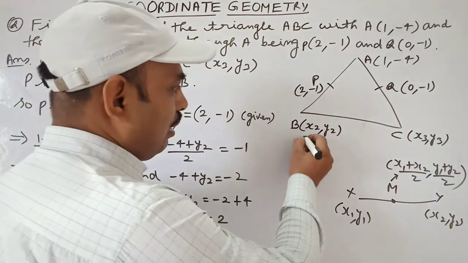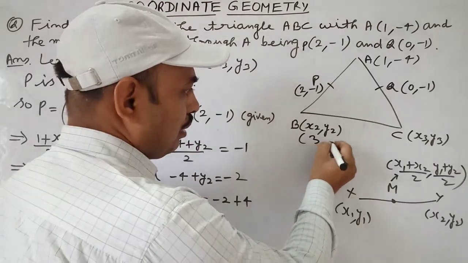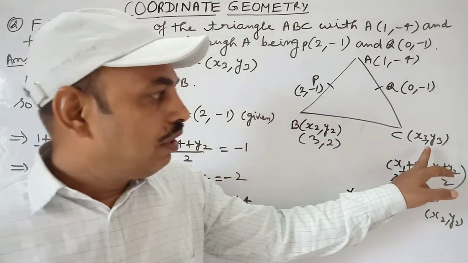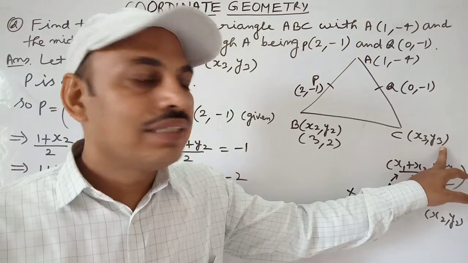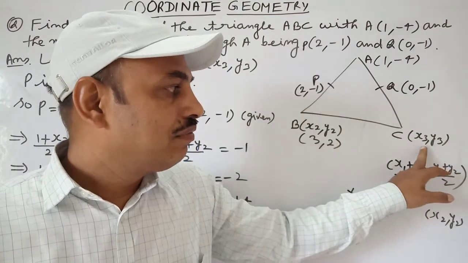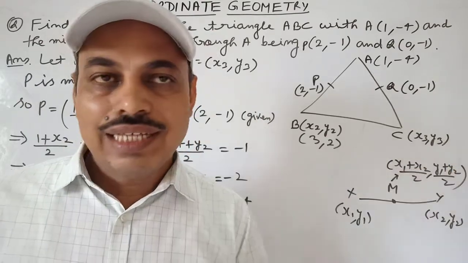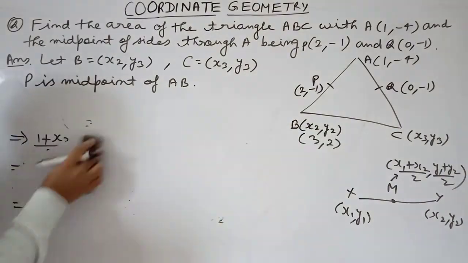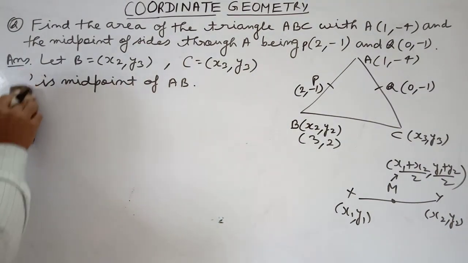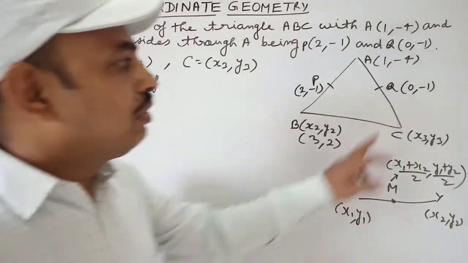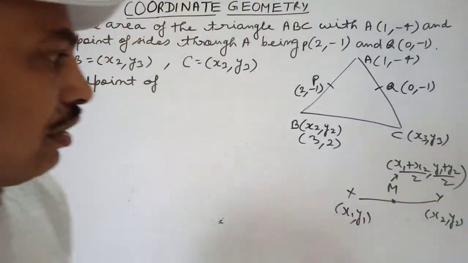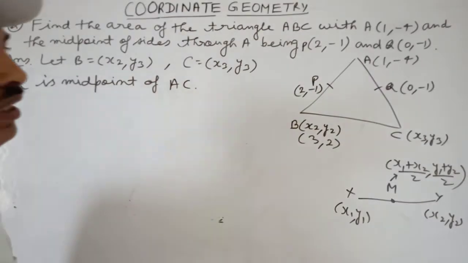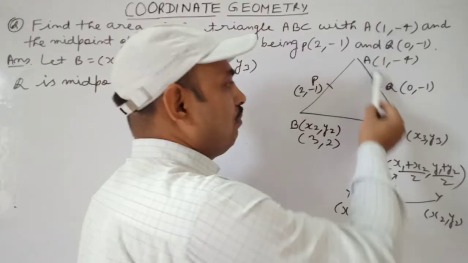So point B is (3, 2). Now we have to find the values of x3 and y3. Here Q is the midpoint of AC.